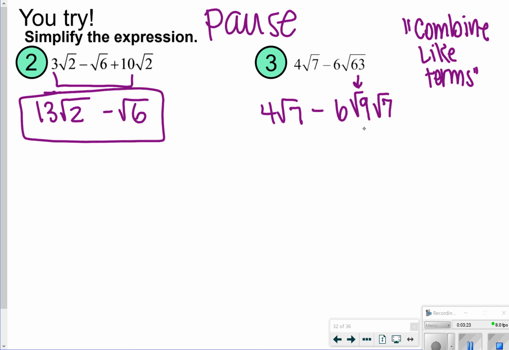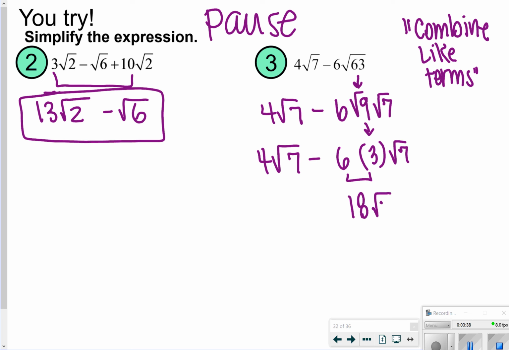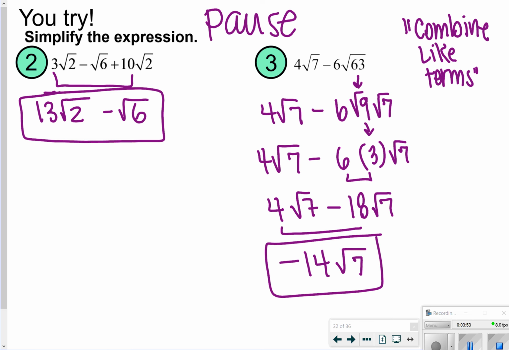The nice thing is that I can also take the square root of 9 and solve it. That's 3. So now I'm going to have this. The 4 square root of 7 stays the same, minus 6 times 3 square root of 7. 6 times 3 is going to give me 18, so now I have 18 square root of 7. Bring down my minus sign, and then a 4 square root of 7. Now I'm just simply going to combine 4 and negative 18. That's going to give me negative 14, and then keep the square root of 7 the same. So that would be my answer for number 3.